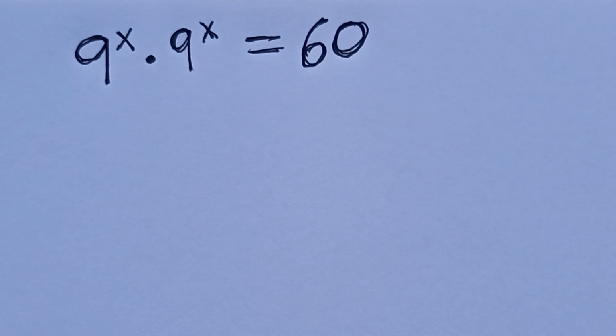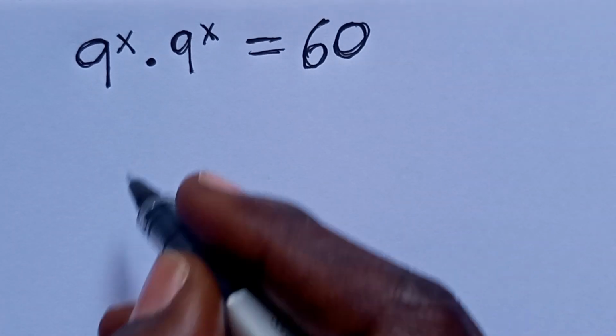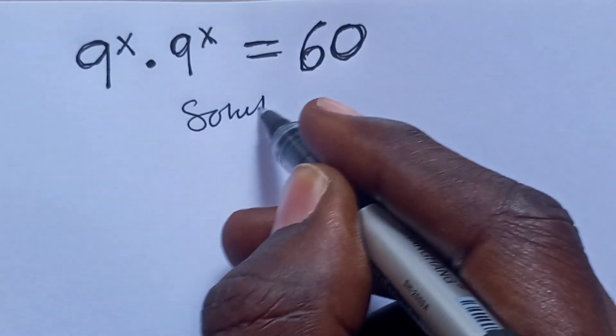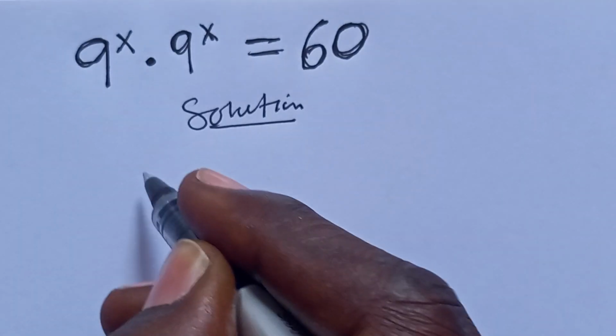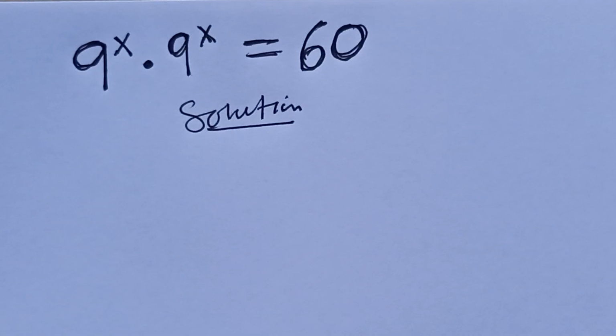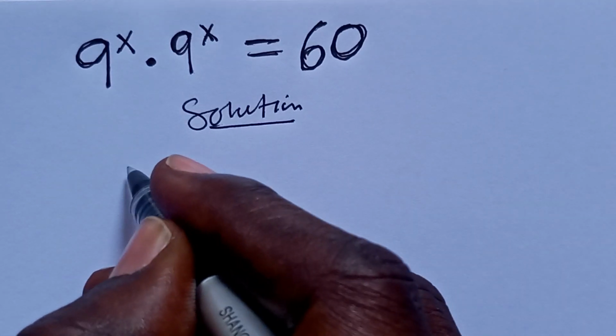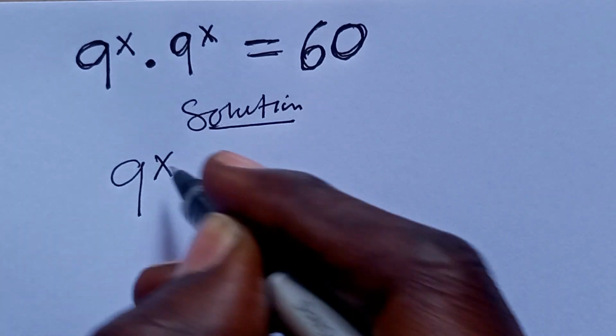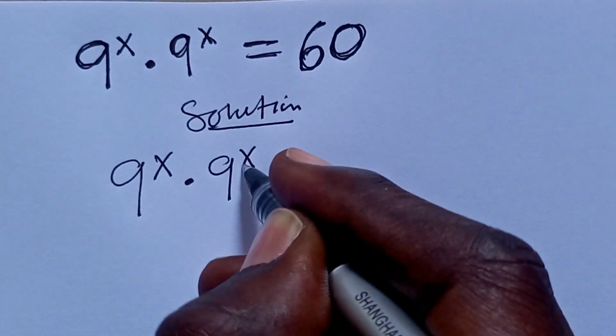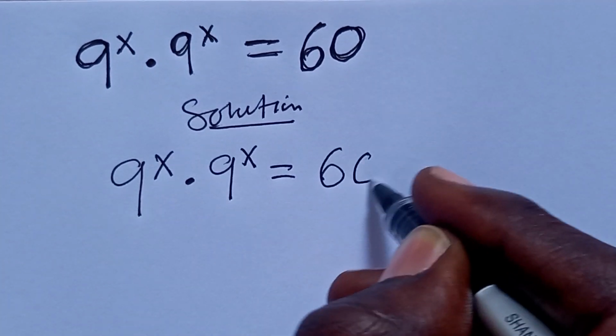So we are asked to find x in this equation. So let's write down our solution. Writing down our equation, our equation is 9 to the power of x times 9 to the power of x equals 60.